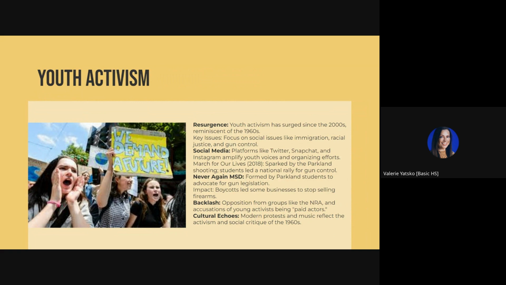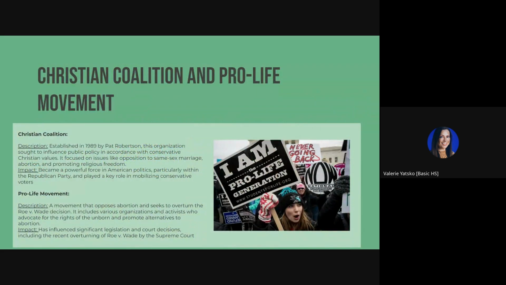The Christian Coalition, established in 1989 by Pat Robertson, aimed to influence public policy with conservative Christian values. It became a powerful force in American politics, especially within the Republican Party. The pro-life movement opposes abortion and seeks to overturn Roe v. Wade. It has influenced significant legislation and court decisions, including the recent overturning of Roe v. Wade by the Supreme Court.